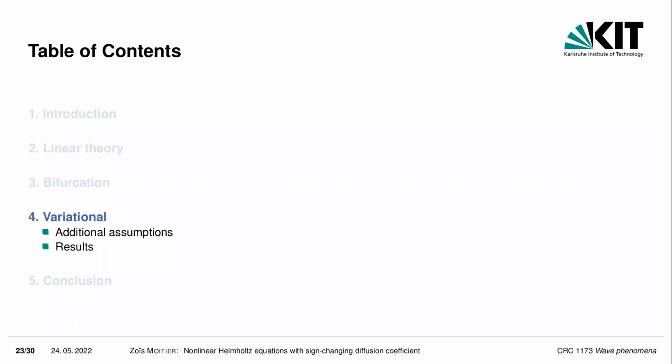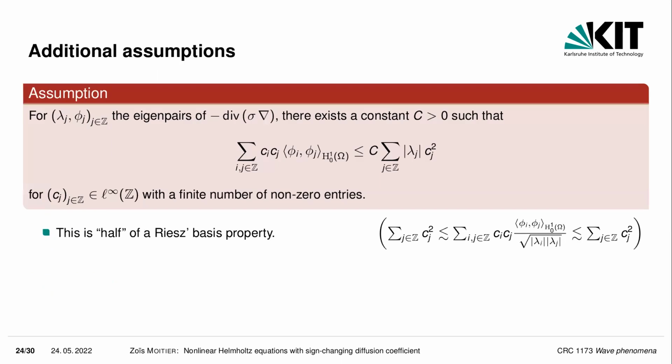Okay, I think I will go maybe a little bit quick on this variational part. For the variational results, I need an additional assumption, and this additional assumption is that I need some kind of half Riesz basis property on these eigenvalues. Precisely what I mean is I need this estimation on the eigenvectors and eigenpairs of our operator.